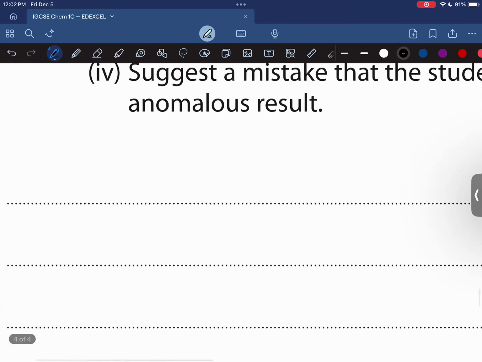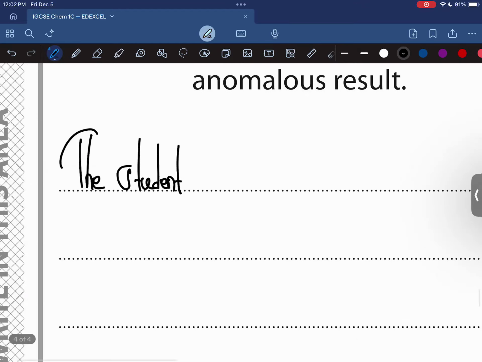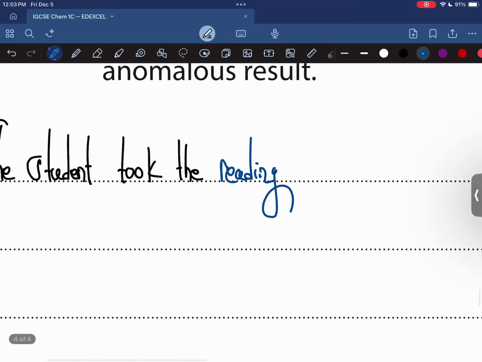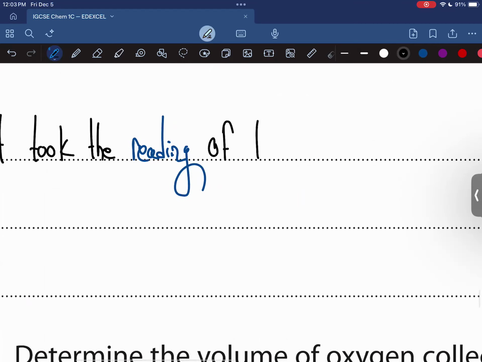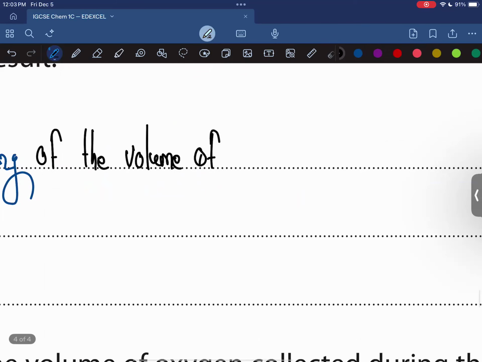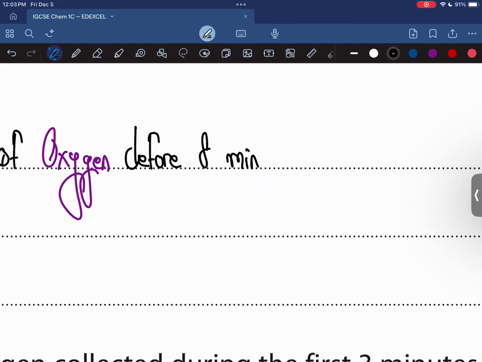The student took the reading of the volume of oxygen before 8 minutes. Okay, so yeah, moving on.